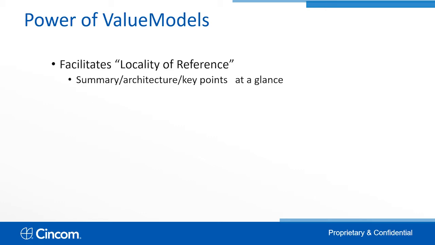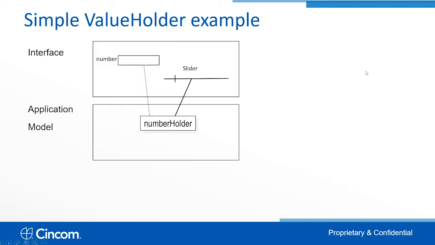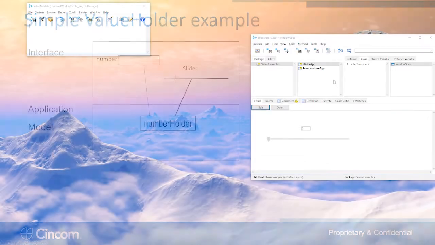So with that said, let's look at a simple example. And this will be the architecture. Basically, we'll have an interface with an input field that can show a number and a slider. And both of these use a value holder, and we'll call that value holder number holder. We'll see that these widgets automatically register an interest, and we'll be able to see how that functions.